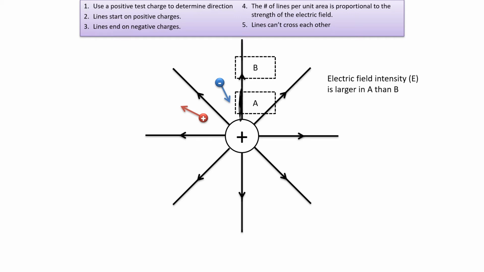We have 1, 2 lines in here, and then here it's further away. That's what number 4 means, Mr. Nagel? That's what it means. So basically, the closer the lines are to each other, the stronger the field. And the further apart the lines are, the weaker the field.